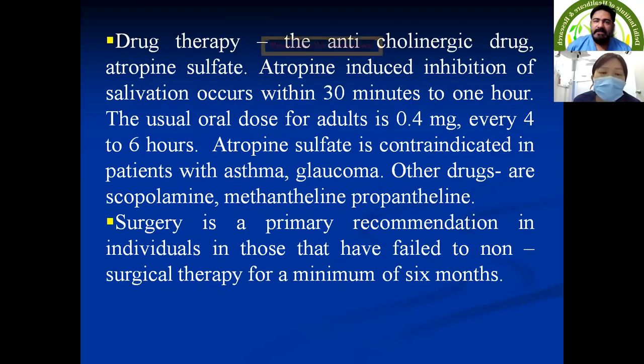Drug therapy in this is anticholinergic drugs, atropine sulfate. Atropine-induced inhibition of salivation occurs within 30 minutes to 1 hour. The usual oral dose for an adult is 0.4 mg every 4 to 6 hours. Atropine sulfate is contraindicated in patients with asthma and glaucoma. Other drugs are scopolamine and methantheline propantheline.